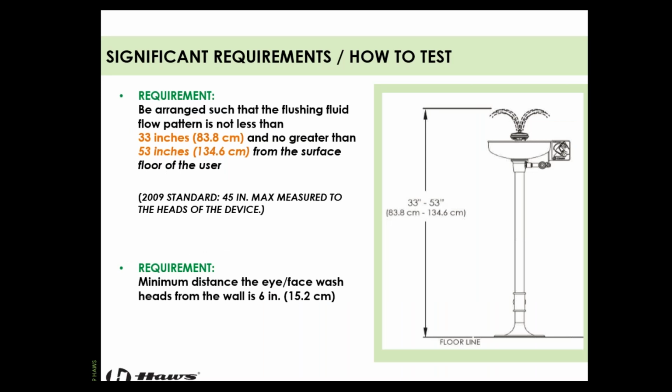Now, the flow pattern is required to be 33 to 53 inches above the surface floor of the user, no lower and no greater. And that's to ensure that that's within an area that's reasonable for us to use, right? If it's too low, it's going to be difficult for us to maintain that position. If it's too high, many of us aren't going to be able to use it. So certainly the shorter amongst us. So it needs to be within that range.